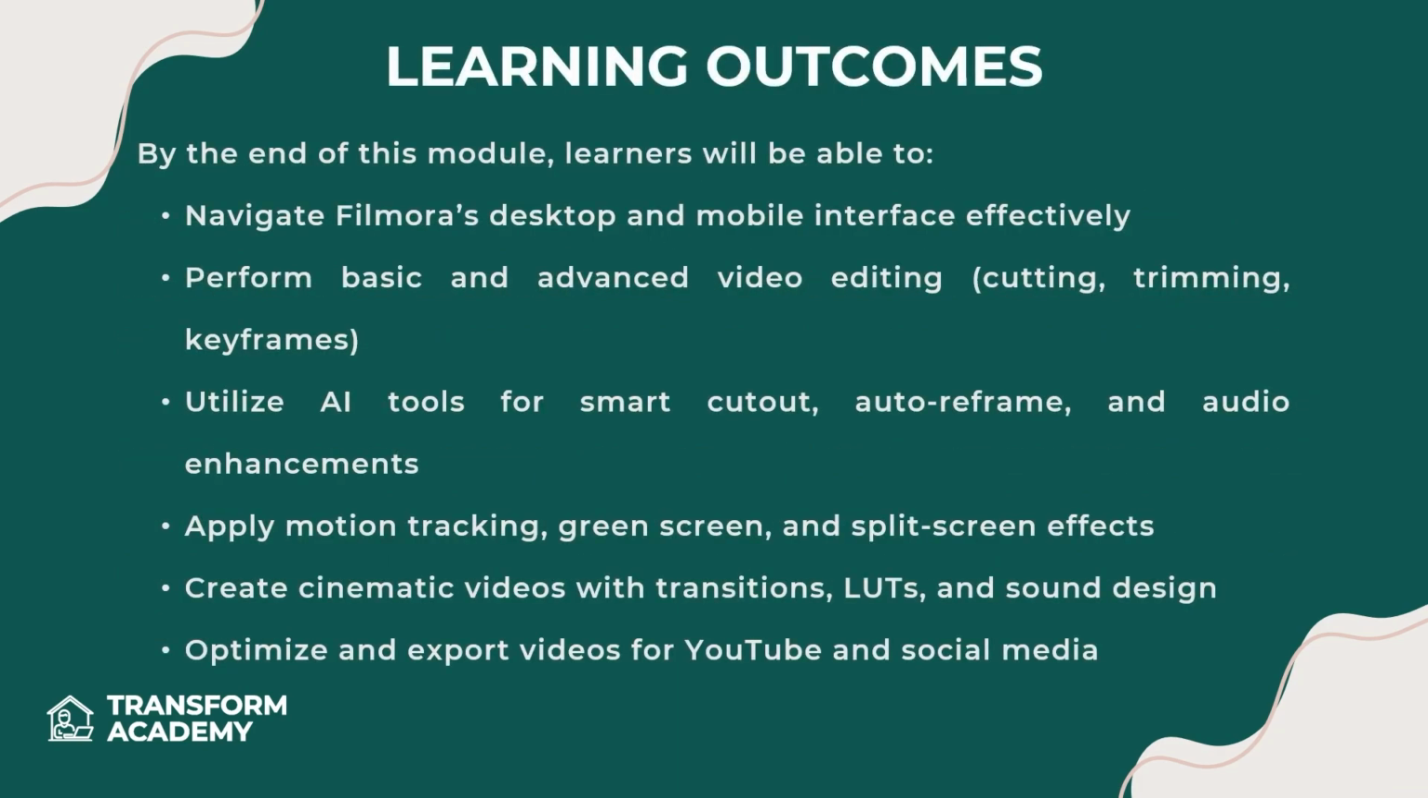So, what are the different learning outcomes from this module? By the end of this module, learners will be able to navigate Filmora's desktop and mobile interface effectively, perform basic and advanced video editing like cutting, trimming and keyframing. Also learners will utilize AI-powered tools for smart cutouts, auto reframe and audio enhancements. Also we will learn how we can apply motion tracking, green screen and split screen effects, create cinematic videos with transitions, LUTs and sound design, and optimize and export videos for YouTube and other social media platforms.